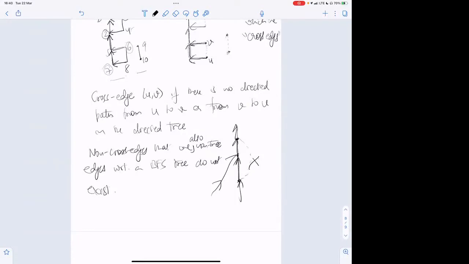Because BFS would add that edge first. Yes, that's one way of seeing it. The other way of seeing it is that, suppose this edge is UV, correct? Then what is DU and what is DV? DU and DV differ by more than 1. Correct?